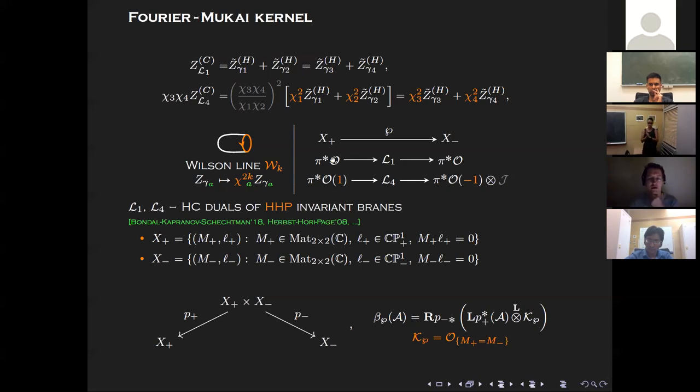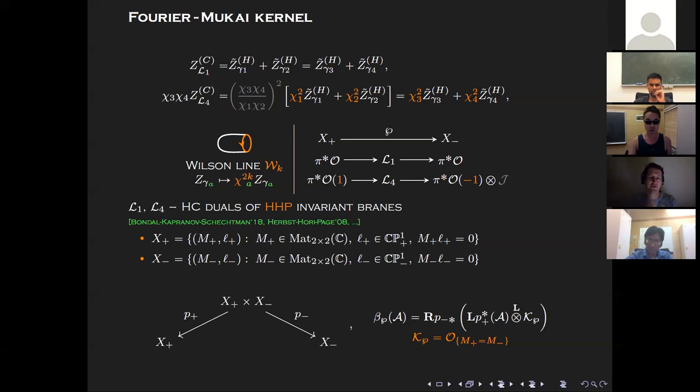And we can see how the parallel transport works. It takes some sheaves as branes. During the parallel transport, when I have to switch from the Higgs branch to the Coulomb branch, it translates them to the Lefschetz thimbles and then proceeds to translate them back. We can compare this to other methods of computation, and we will find that this L1 and L4 are Higgs-Coulomb duals of invariant branes used by Herbst, Hori and Page in the application of the grade restriction rule that I mentioned briefly at the very beginning.